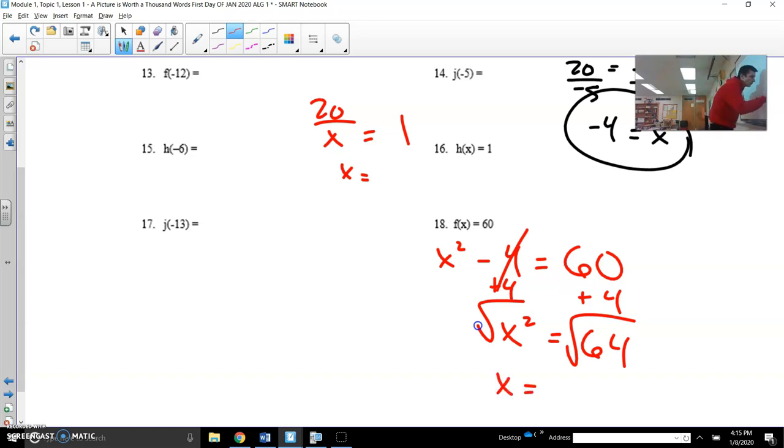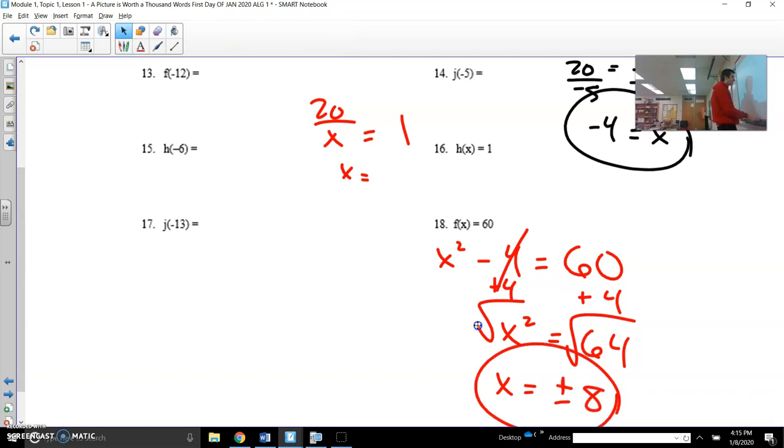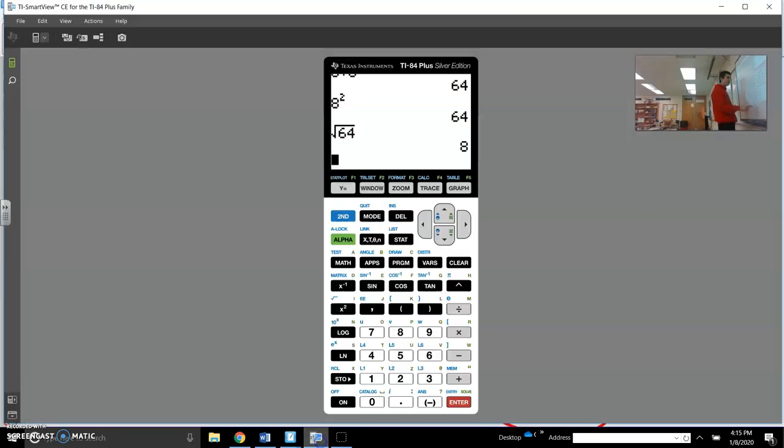And one thing that we'll learn in several weeks from now, not necessarily today or tomorrow, when you use square rooting to solve, you really want the positive or the negative, because not only is 8 squared minus 4 60, but negative 8 squared minus 4 is also 60.